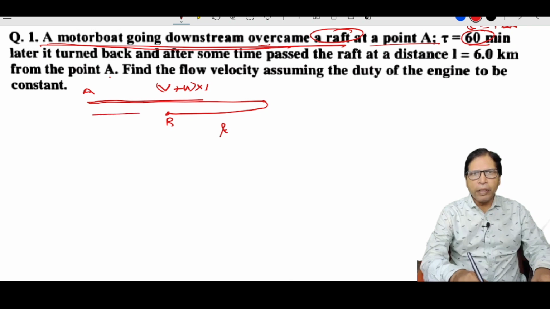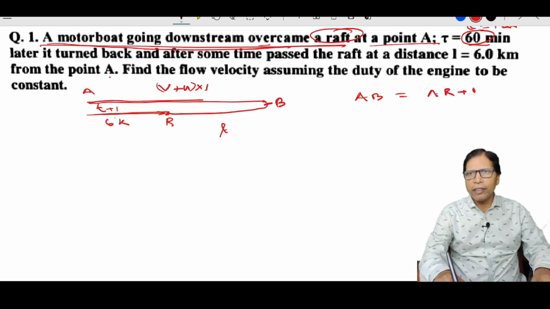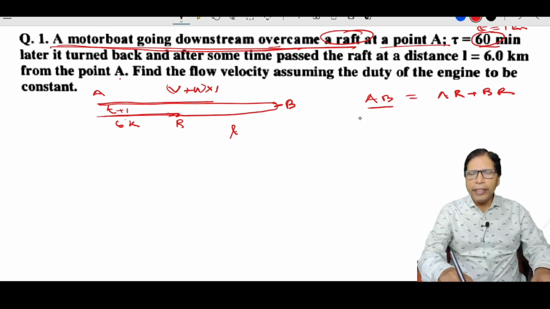So the distance traveled by the raft is 6 kilometers, and the time taken to reach 6 kilometers is t hour plus 1 hour. Suppose this point is B. So AB distance is equal to AR distance plus BR distance. The distance AB traveled by the motorboat is (v plus u) into 1. The distance traveled by the raft, if the velocity of the stream is u, is u into (t plus 1), because the time of travel of the raft is 1 hour and this t hour.